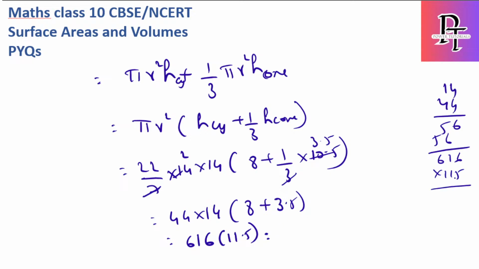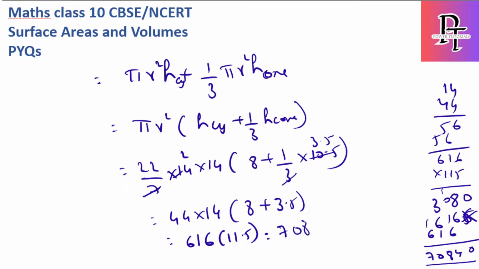So in this chapter, I know the calculation is a bit lengthy when compared to other chapters, but make sure to be patient and answer it properly. 5 6s are 30, 6 1s are 6, 616 again, so it becomes 7084, and the unit is meter cube. Okay, now let's move to the next one.